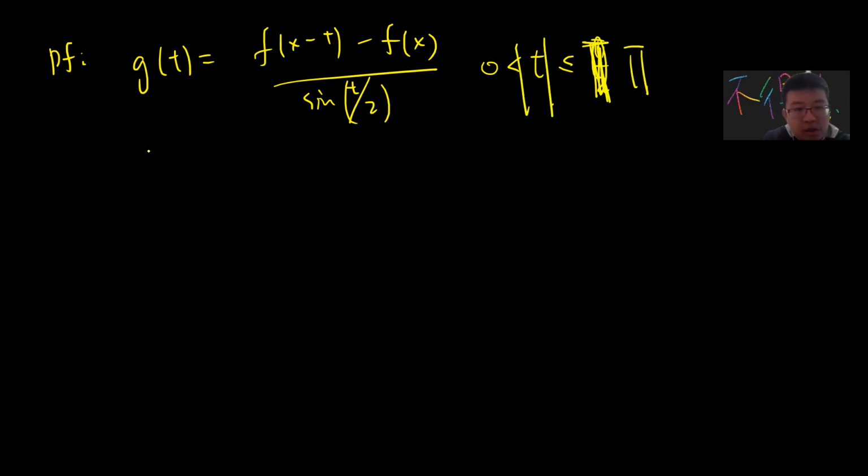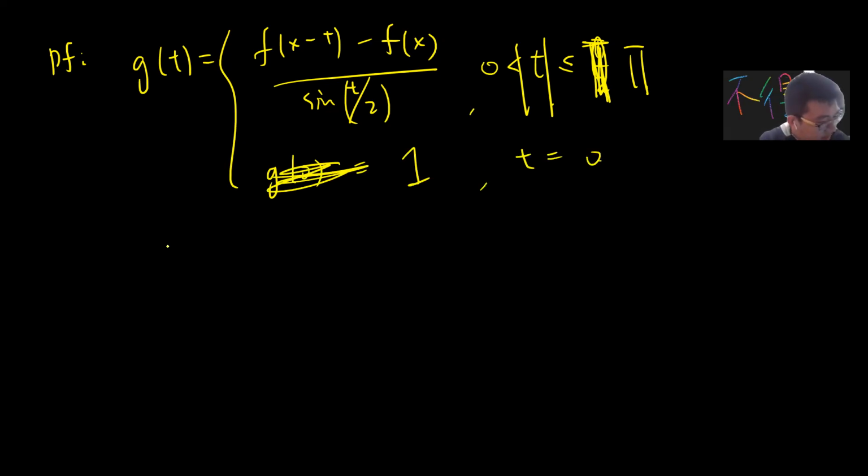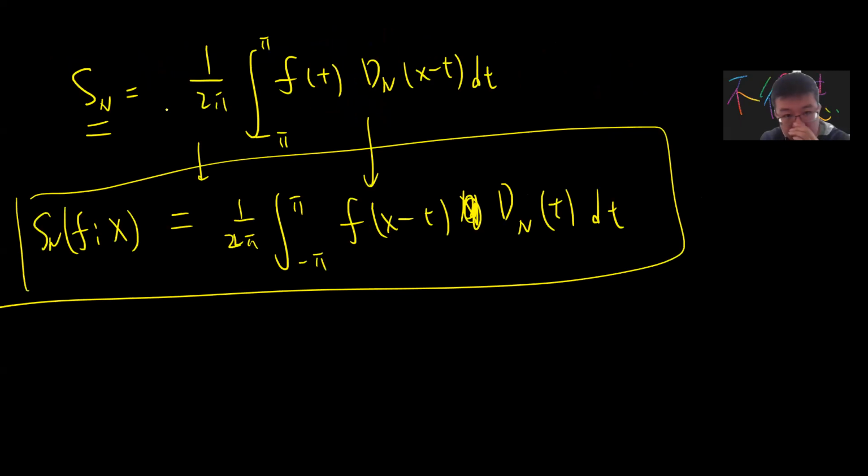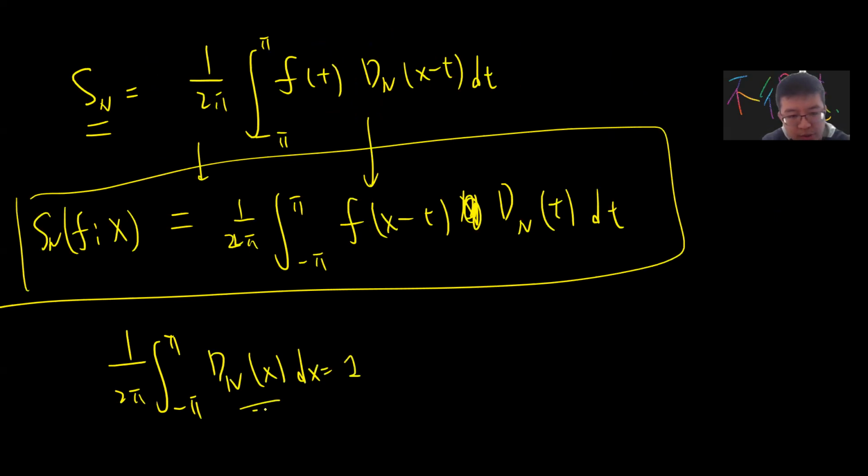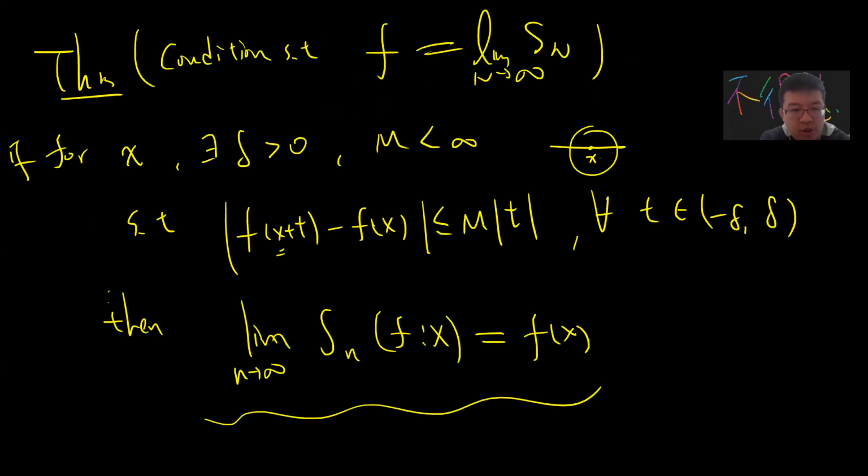And I define g of 0. So I define, you can define g of 0 to be 1 if t is 0. Okay, so one property I haven't mentioned is that if you do the integration of this Dirichlet kernel, then you will get 1. The reason is that only the constant term survives. The rest is 0. You can get 1.